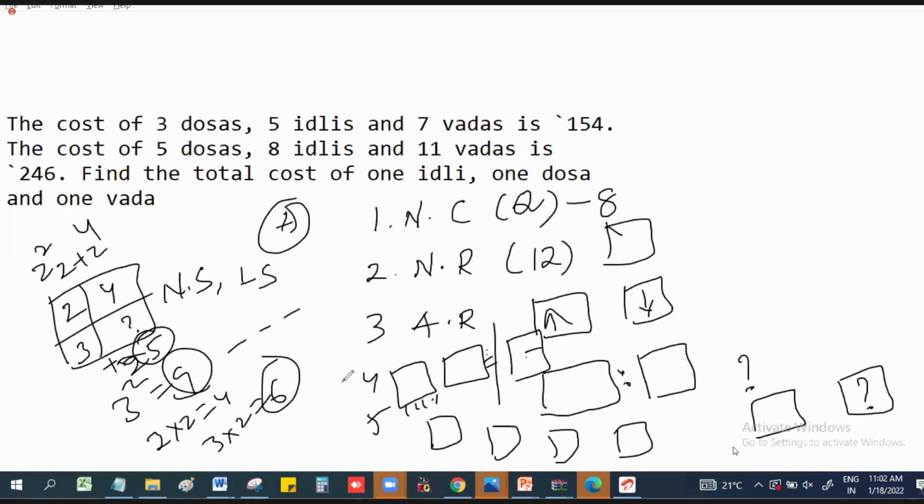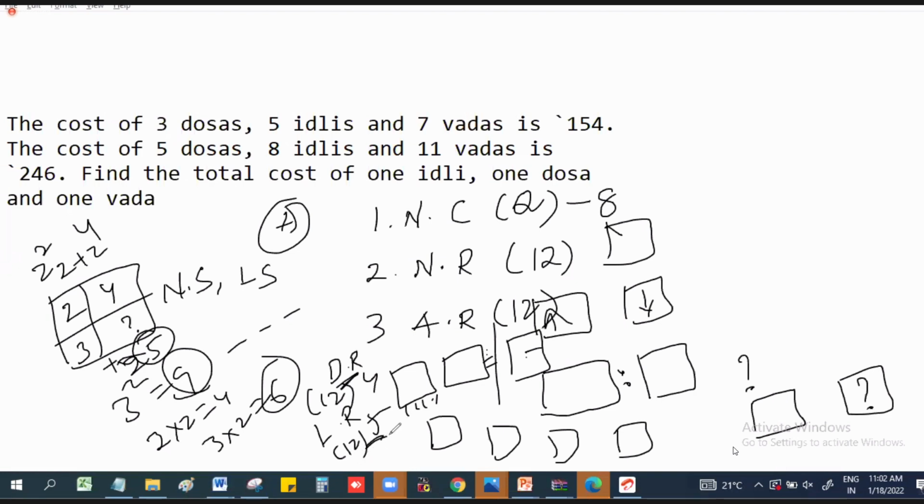Then the next one is diagrammatic reasoning. If I show you a question, you will understand in upcoming sessions. The final one is logical reasoning. Abstract reasoning has 12 questions, diagrammatic reasoning 12 questions, and logical reasoning also 12 questions.